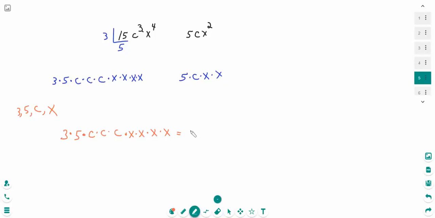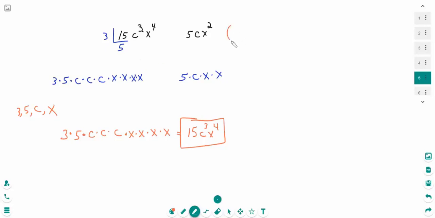So 3 times 5 is 15. And then we have c's to the third and x's to the fourth. So the greatest common factor is actually 15c to the third, x to the fourth, which is actually the first term. And all that means is that this term here can be multiplied by something to get us to this 15c to the third, x to the fourth.